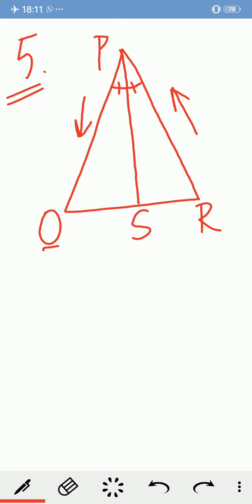Now you need to prove that angle PSR, so this angle is angle PSR, is greater than angle PSQ. This angle is greater than this. This must be smaller. But you're required to prove this. So this is a question mark. You're required to prove that angle PSR is greater than angle PSQ. Got it?